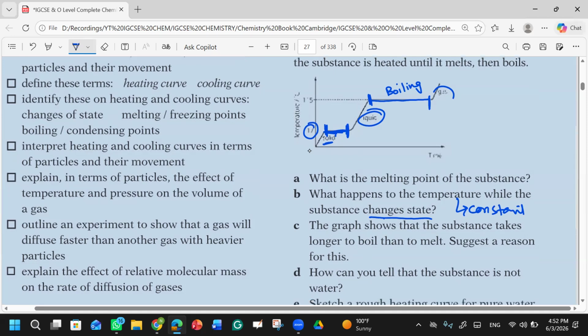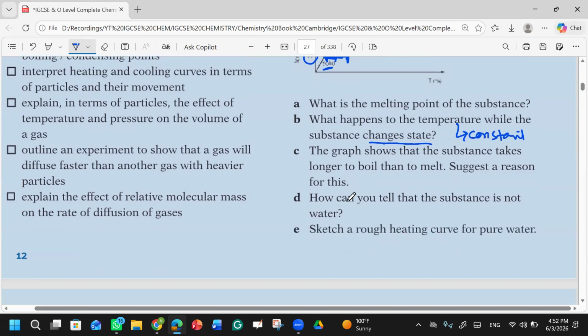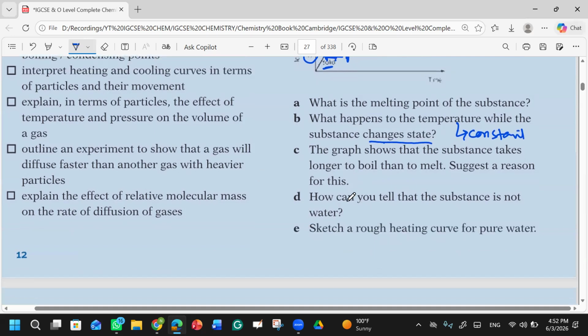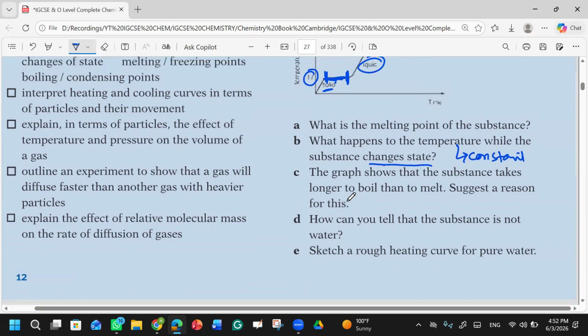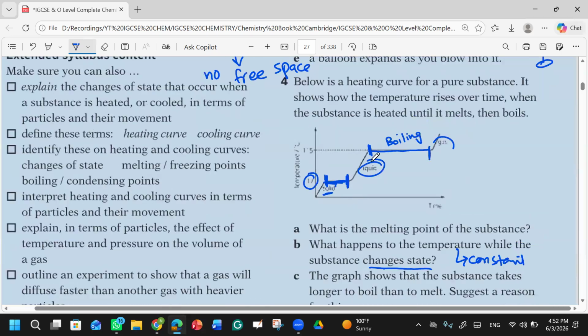Okay. Now the graph shows that the substance takes longer to boil than to melt. Suggest a reason for this. Over here, if you see, it takes a longer time as compared to this time. Over here, you have just this time, but for this the time period is much more, right? Why is this so?